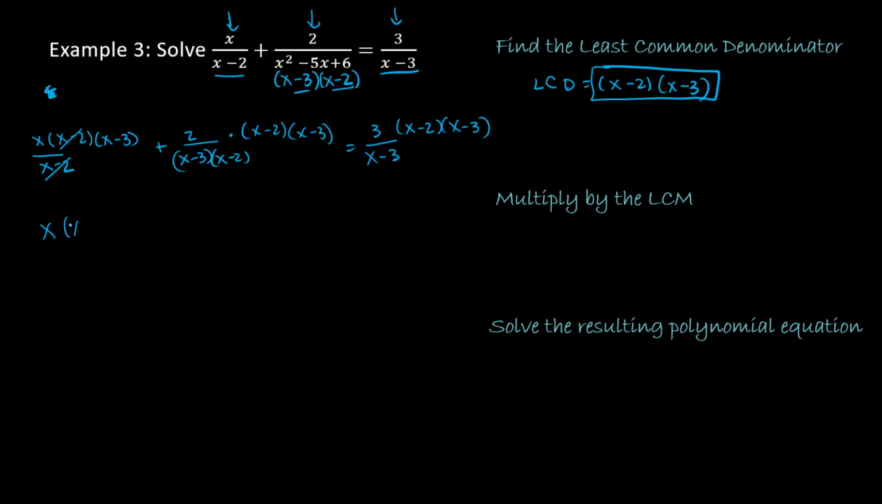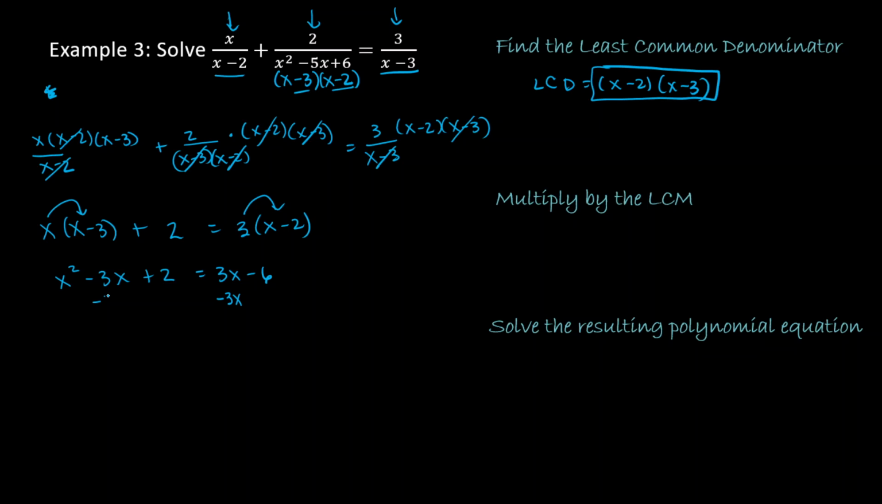So I'm left with x times x minus 3 plus 2. And then on the last one, the x minus 3 goes away, so I'm left with 3 times x minus 2. Now I can solve the resulting polynomial equation. So I'm going to distribute the x. I'm going to distribute the 3. And then I need to combine all my like terms and get my x's together.